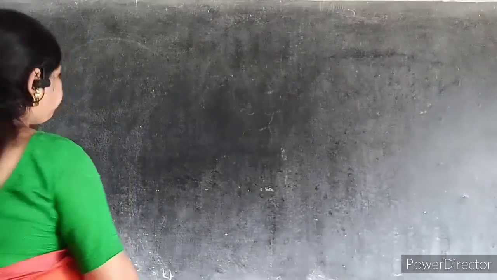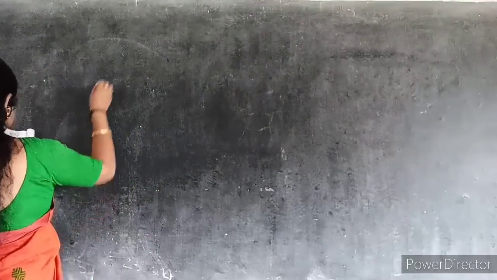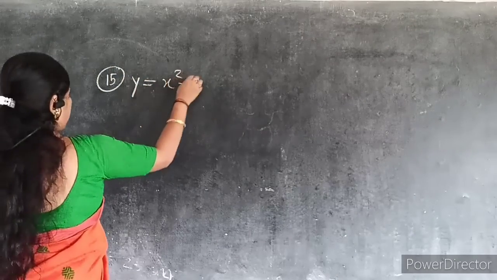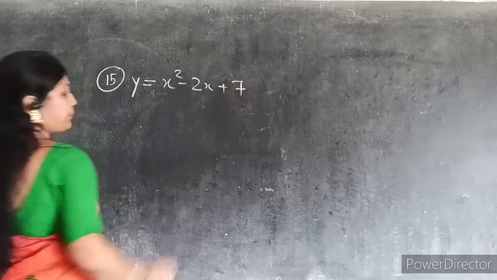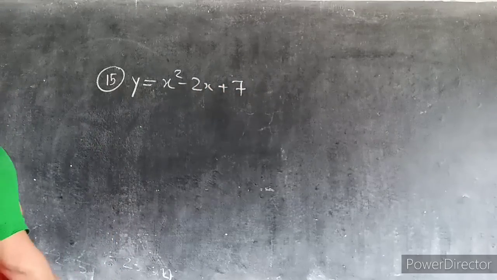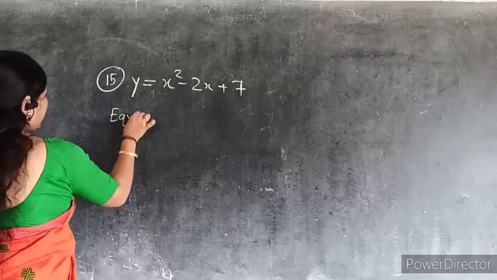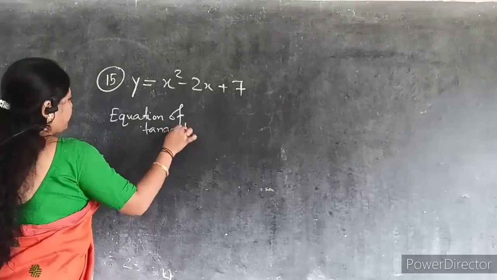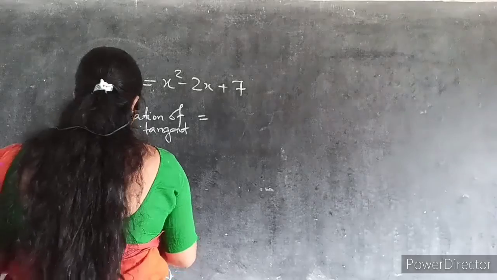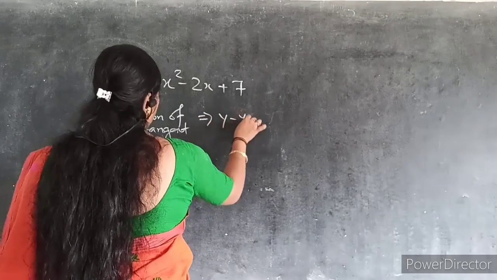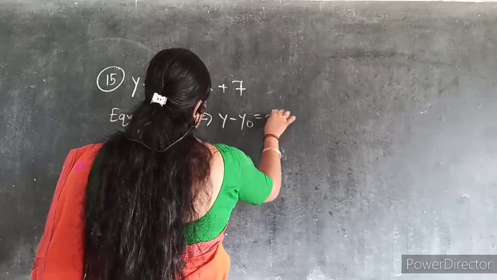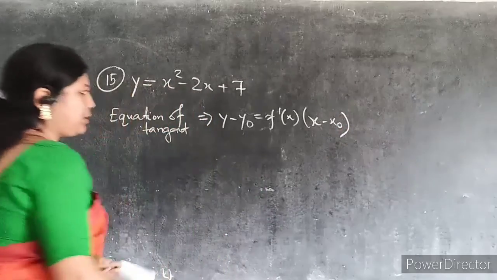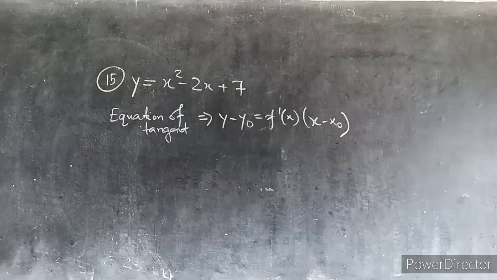Okay, so here what is given, that is you have a curve y equal to x square minus 2x plus 7. Okay students, here you are asked to find the equation of the tangent. So as we all know, what is the equation of a tangent? That is y minus y naught equal to f dash x times (x minus x naught). Okay, so this is the main equation.